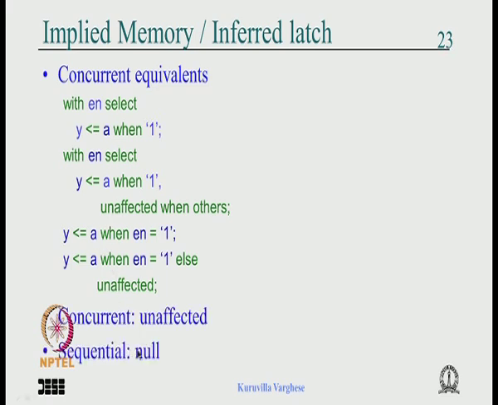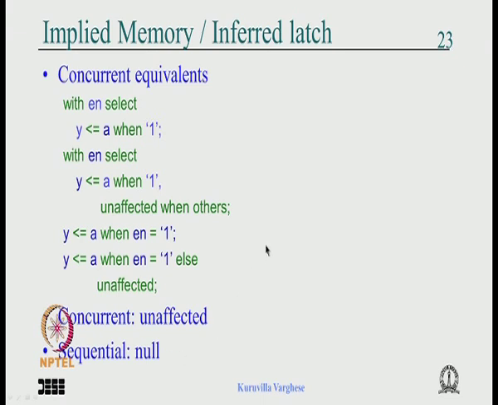Now mind you, wherever you don't assign some output, and you don't write unaffected or null, you will get a latch. So be very careful: null doesn't mean initializing it to 0 or something like that. Don't write null wherever you feel something should be initialized to 0. Null will give you a latch, so don't write it unless you require it.